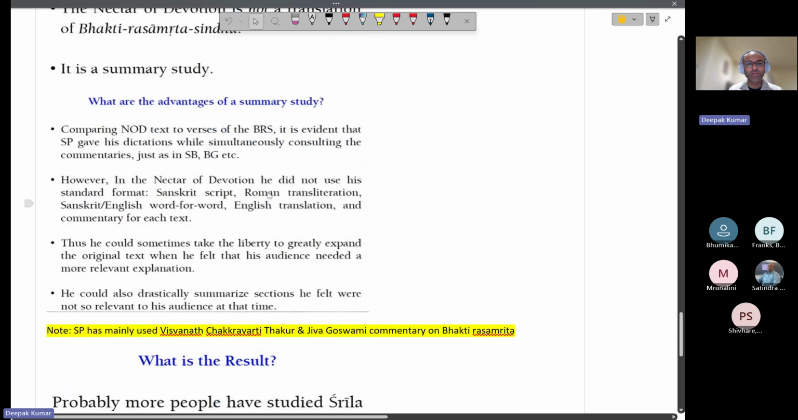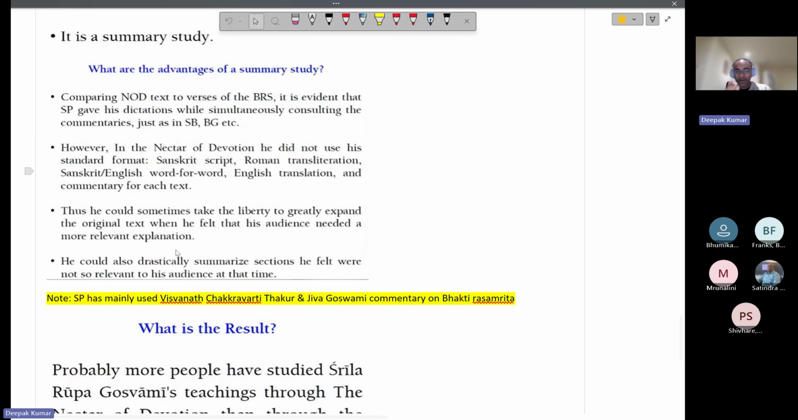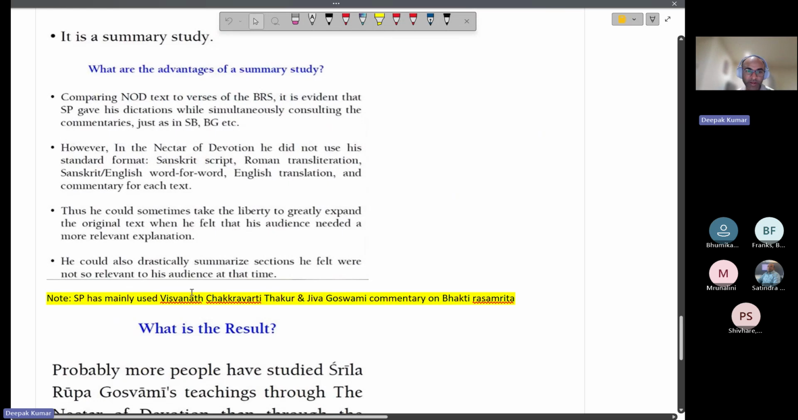However, in the Nectar of Devotion, he did not use his standard format I was talking about. Thus, he could sometimes take the liberty to greatly expand the original text when he felt that his audience needed a more relevant explanation. And you will see, in most cases, this will be our homework. While we are going through it, I'll be requesting you to read the Nectar of Devotion chapters, and it will make a lot more sense when you do that homework.